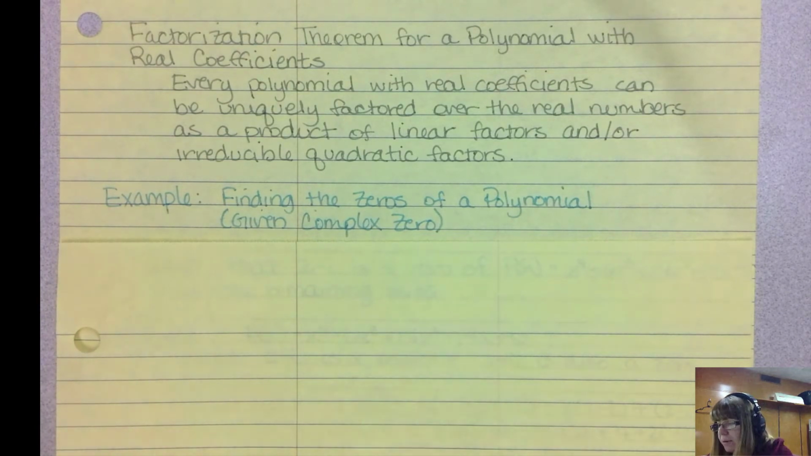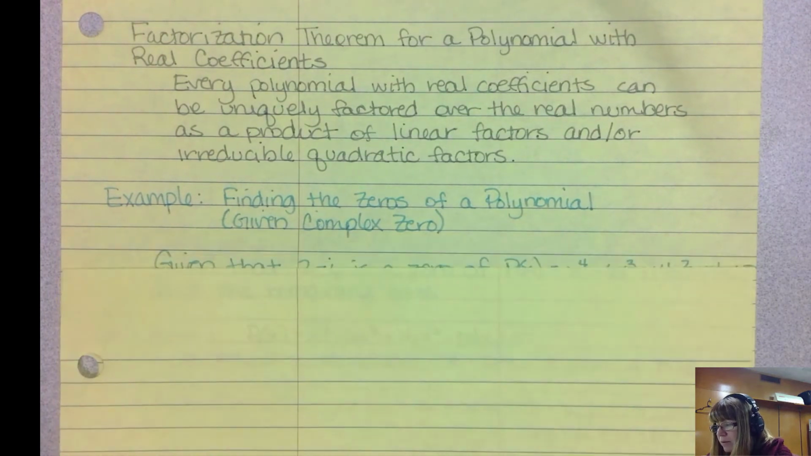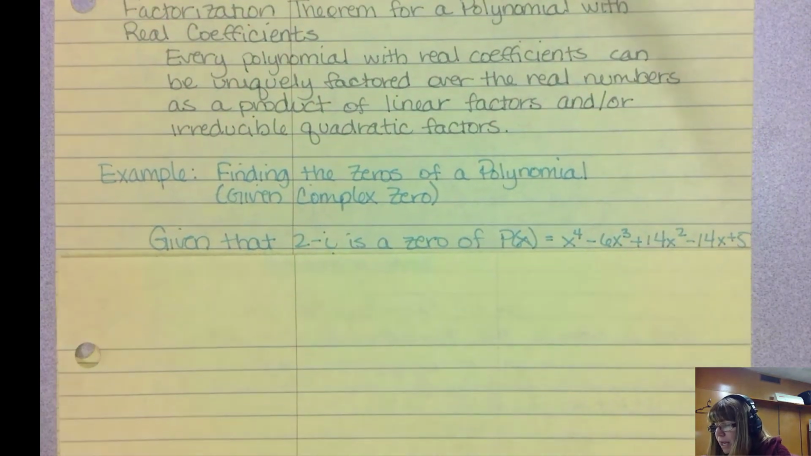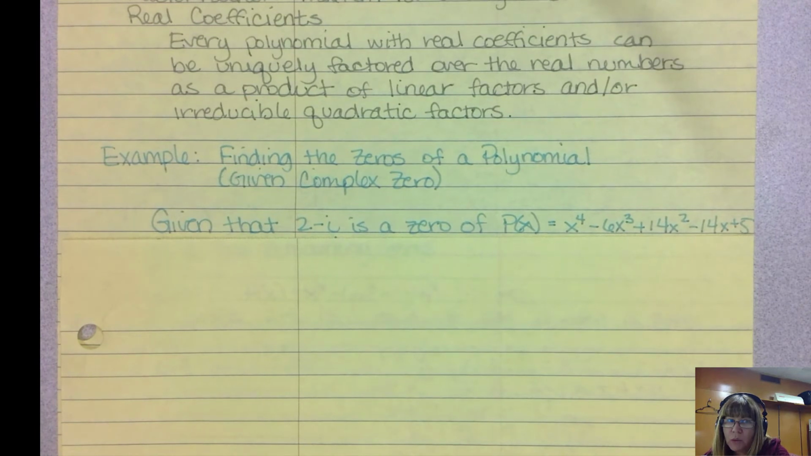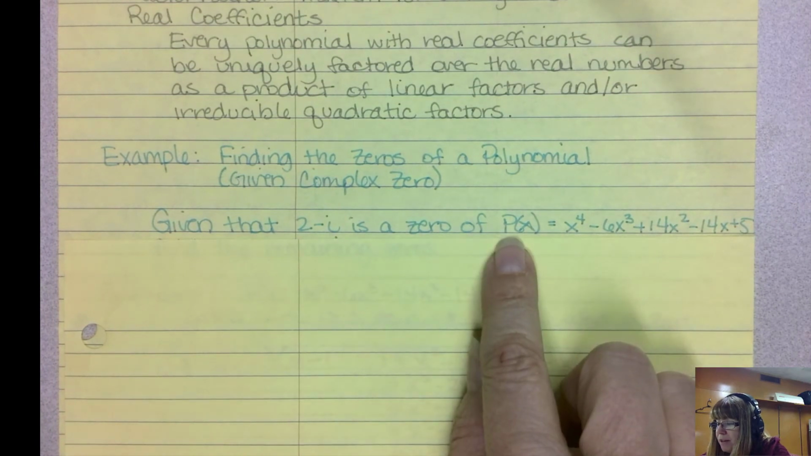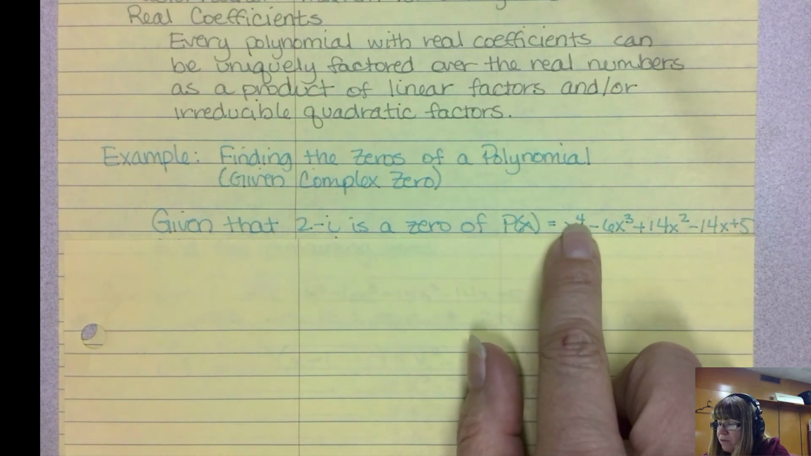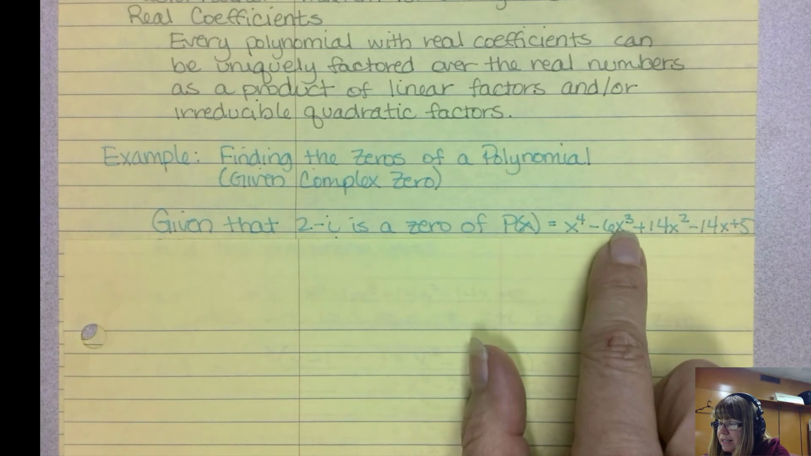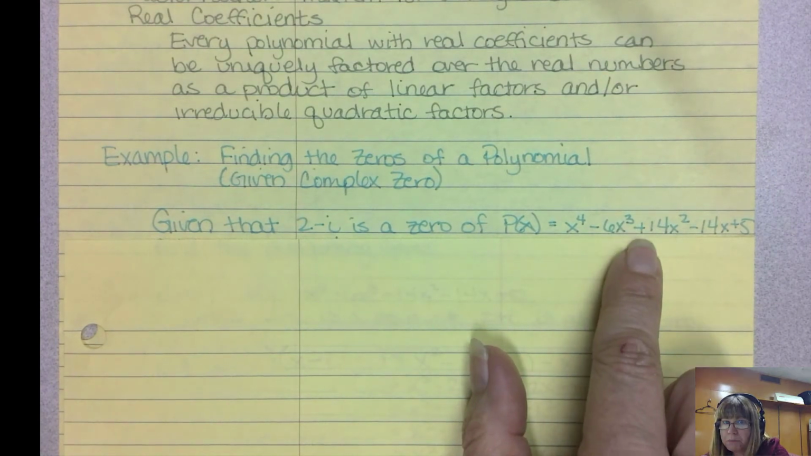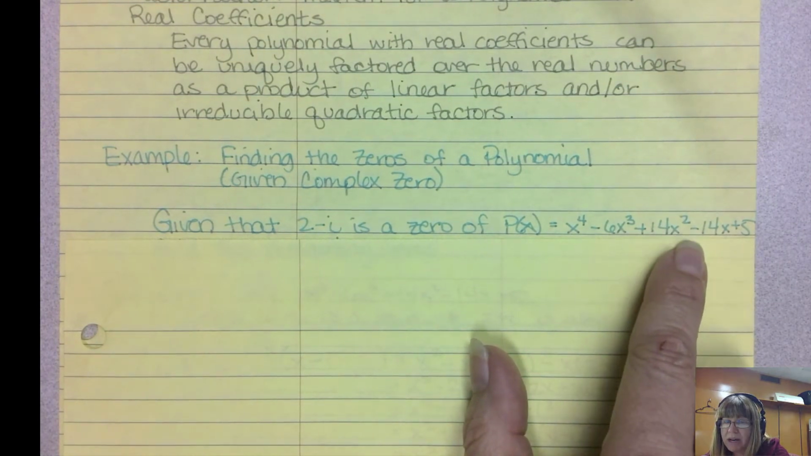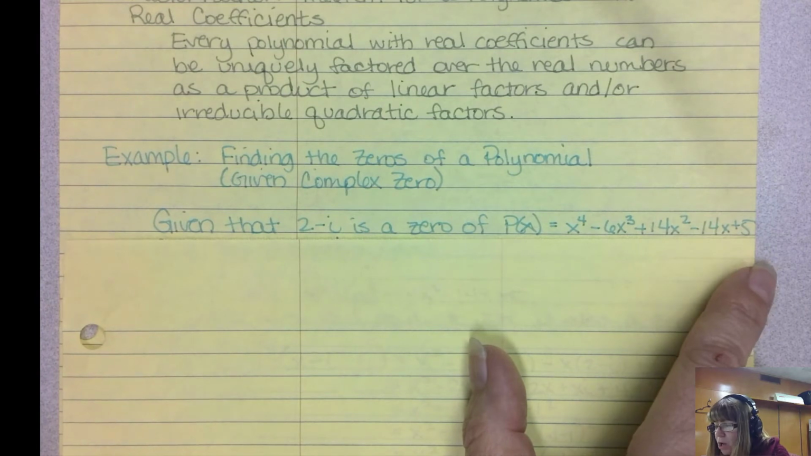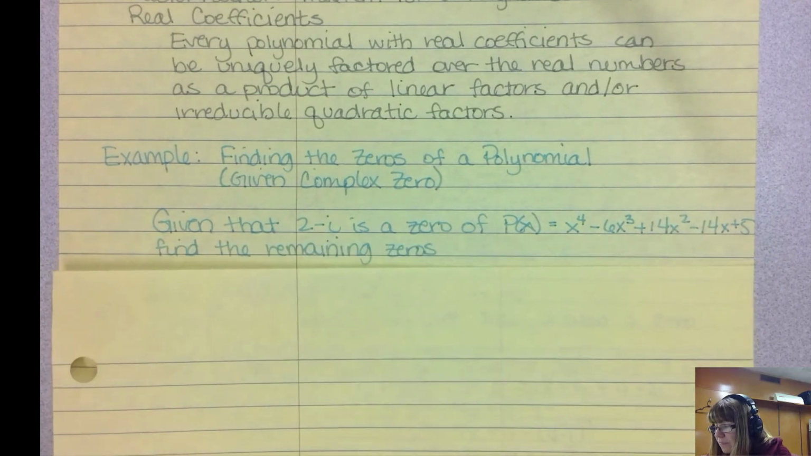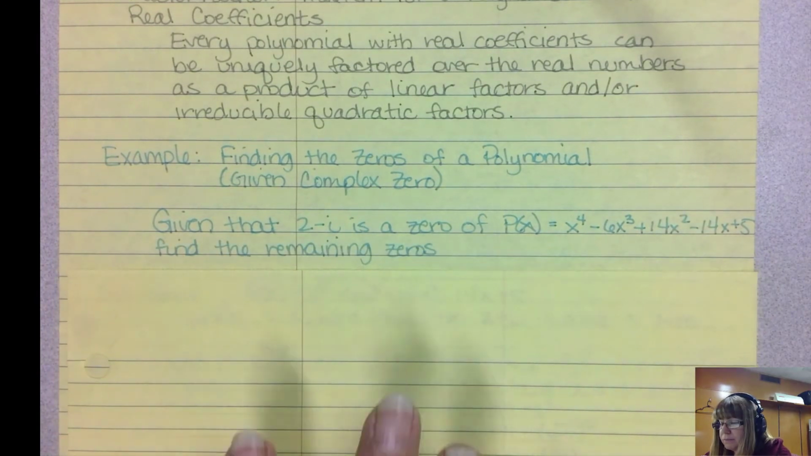Now, it might not sound like that's very helpful, but it will be helpful. Just hang in there. Finding the zeros of a polynomial given complex zeros. Given that 2 minus i is a zero of this polynomial, P of x equals x to the 4th minus 6x cubed plus 14x squared minus 14x plus 5, we want to find the remaining zeros.